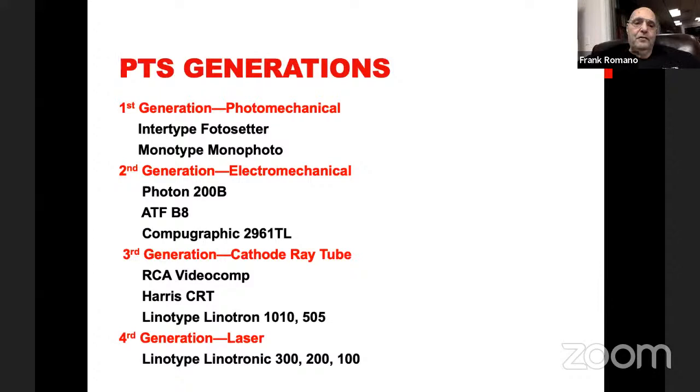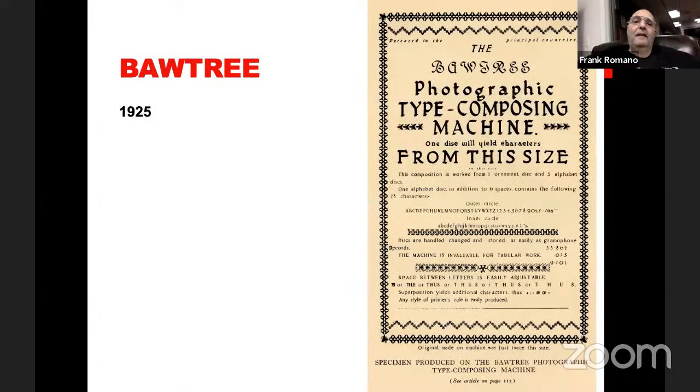I guess you have to go back to 1925 to find the first mention of using photography to set type. The Bawtree machine, this was from the Penrose Annual that had an article about the device, because offset lithography was coming in slowly, but it was coming into the industry.